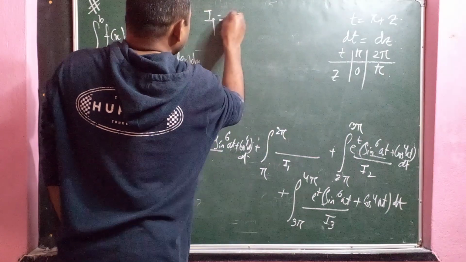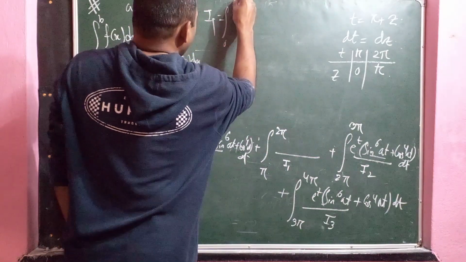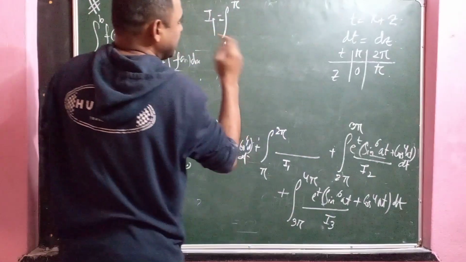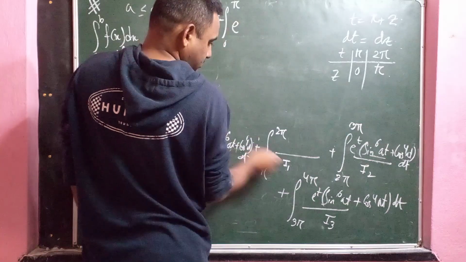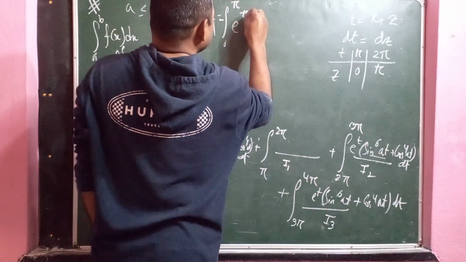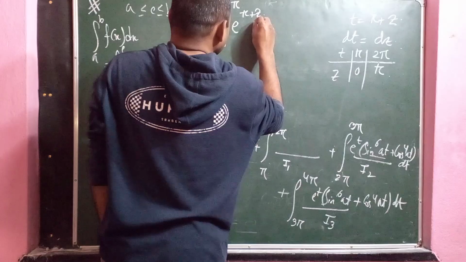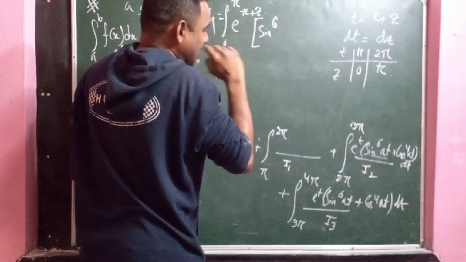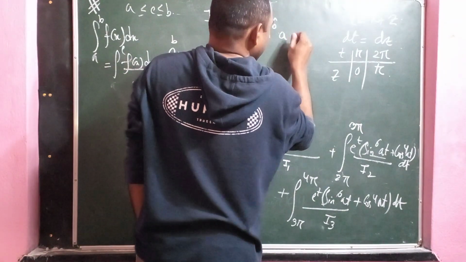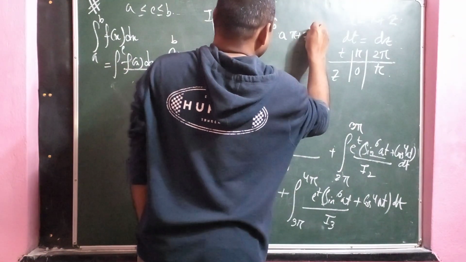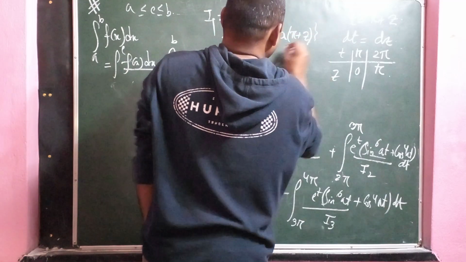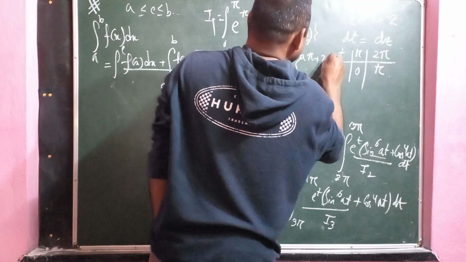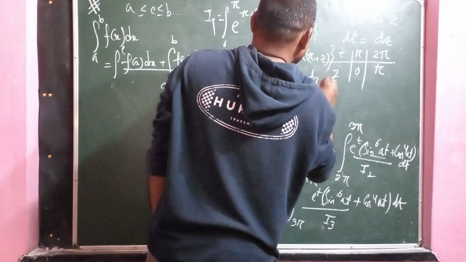So I1 will become 0 to pi. I'm converting this into dz. Okay, so e to the power t was there, so e to the power pi plus z. Then bracket sine 6θ, where θ means pi plus z, right? Plus cos 4 times pi plus z. Instead of dt, I will write this dz.